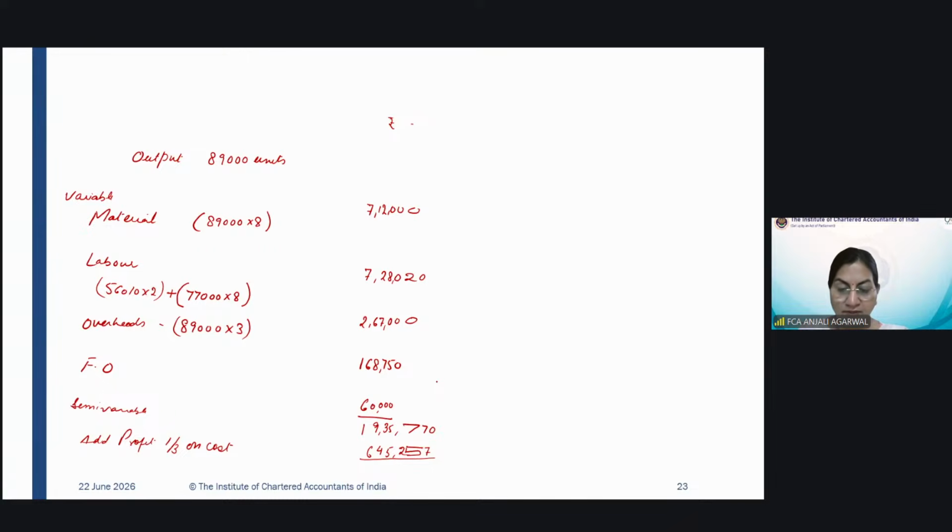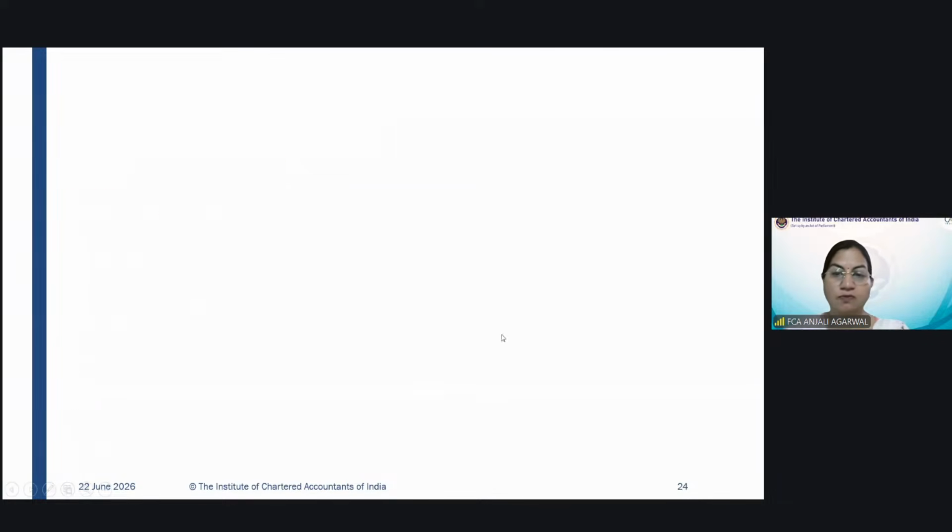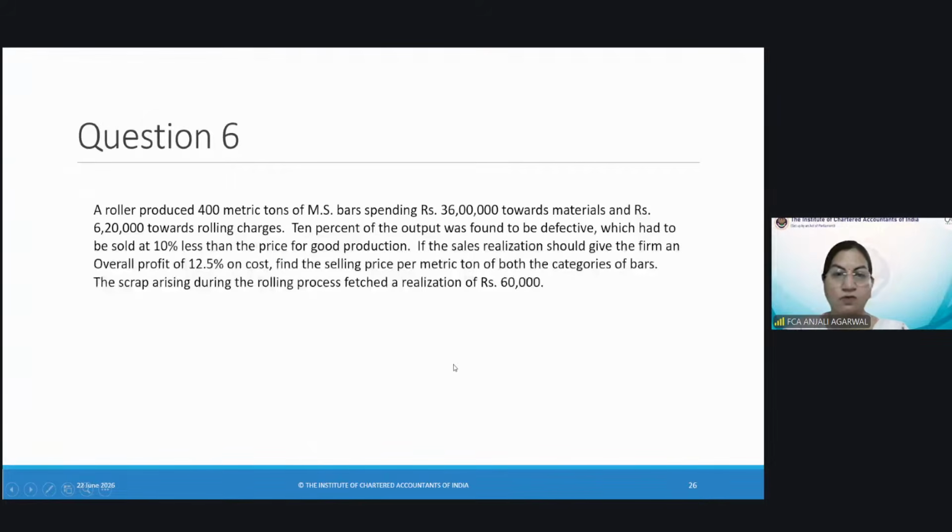This is how you will attempt the questions on cost sheet. I have taken the typical illustrations, which were unique in some way. Other simple cost sheet you can prepare. Important thing is to be able to identify which item of cost goes to prime cost or works cost or overhead.